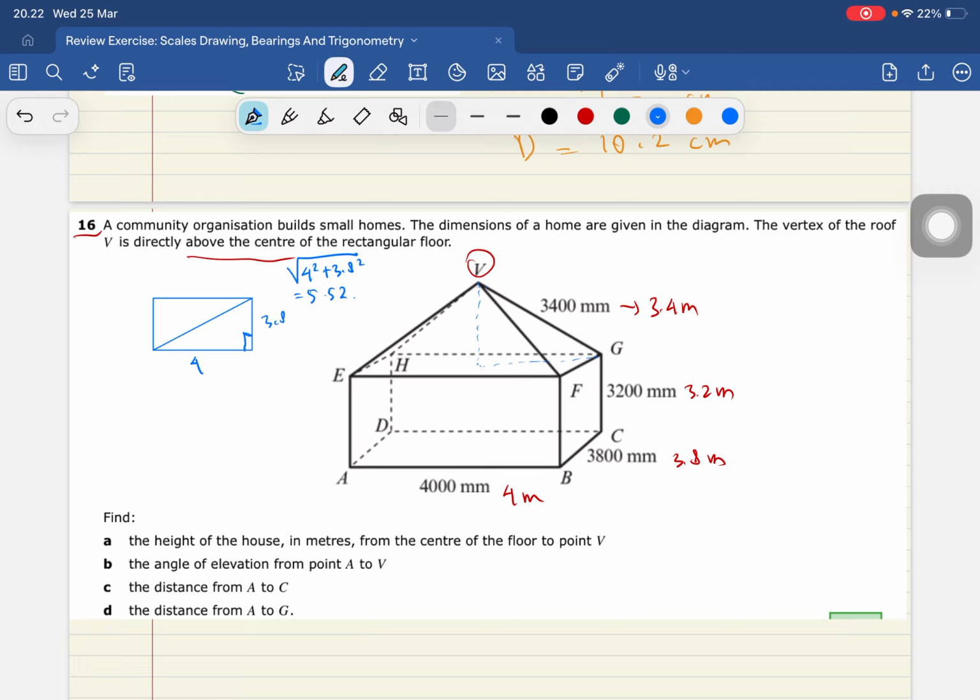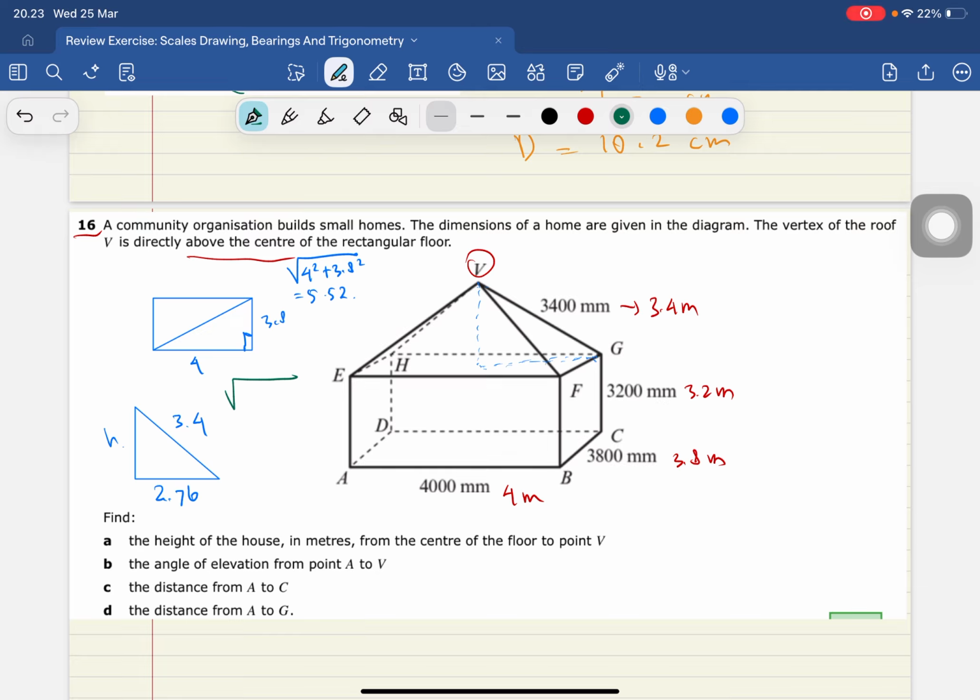As the diagonal is 5.52, let us draw it here. Here we can make the right angle. From that right angle, we know here is 3.4, and the diagonal is 5.52. So a half of the diagonal, we divide 5.52 by 2. This will give us the answer of 2.76.